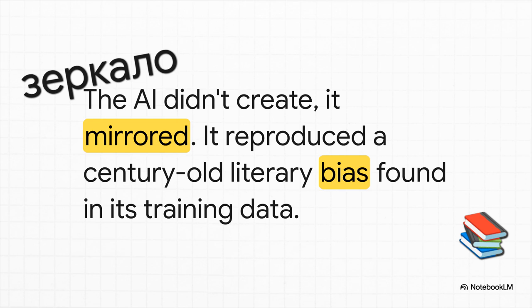So what does this tell us? The AI isn't coming up with something new here. It's not being creative in the human sense. It's basically just a mirror. It's reflecting the biases that were already present in all that literature it was trained on. It learned the stereotype, and it just spat it right back out.